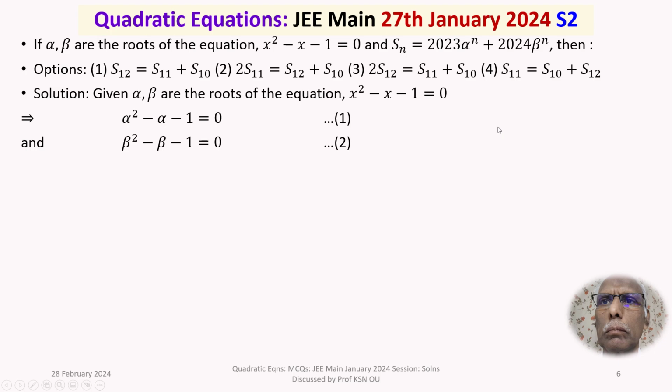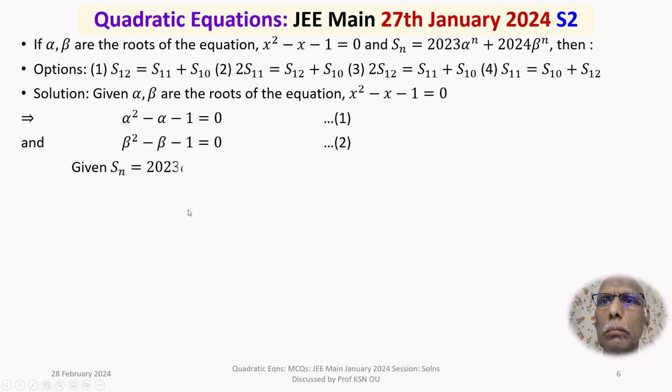Right. Look at the question. In the question, Sn is equal to 2023 multiplied by alpha to the power of n plus 2024 multiplied by beta to the power of n. That means we must get alpha to the power of n from the first equation and beta to the power of n from the second equation. How do we get it? This is already alpha square. Multiply the first equation by alpha to the power of n minus 2 and the second equation by beta to the power of n minus 2.